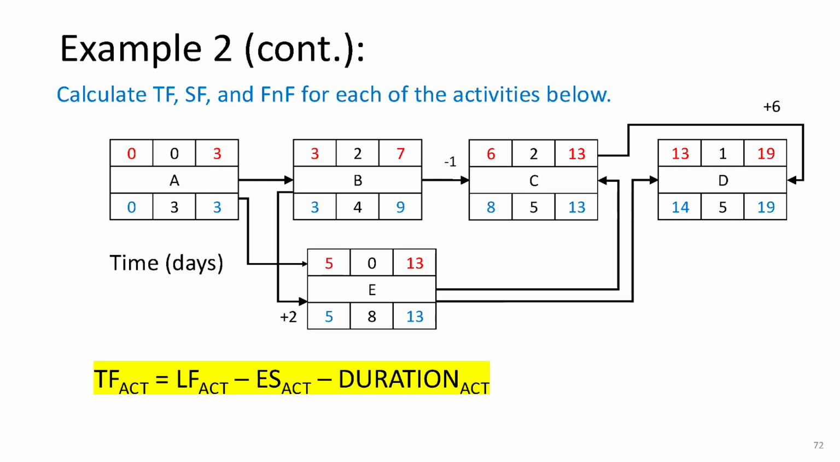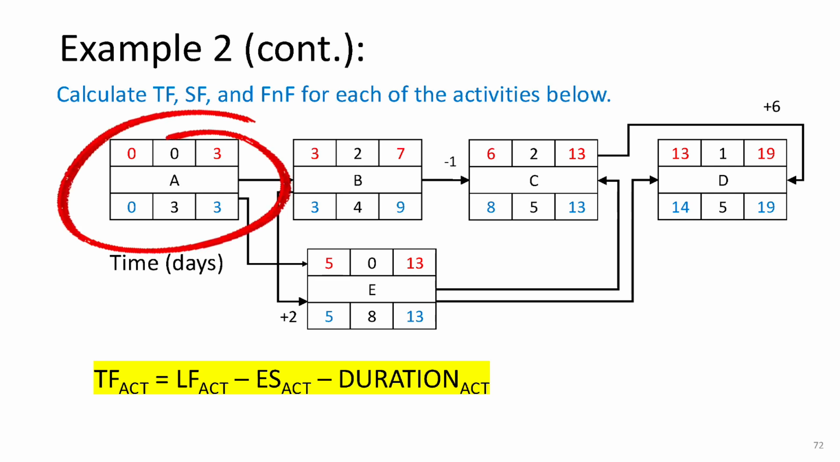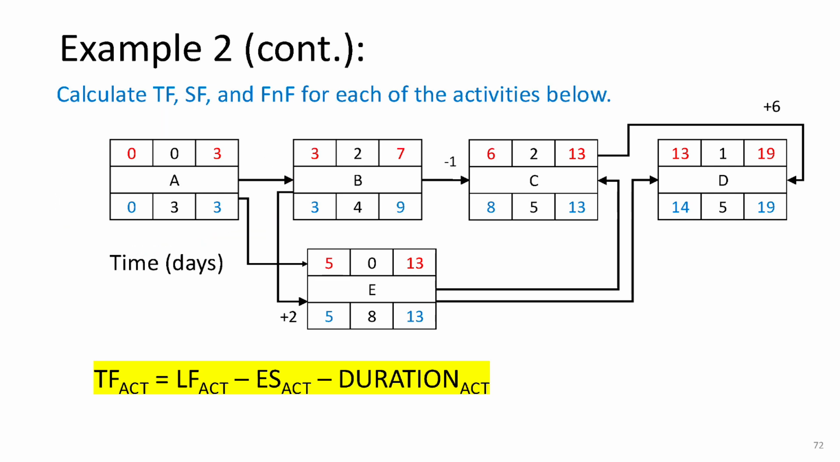Let's use activity A as an example. First, we grab the late finish from the bottom right corner. Next, we subtract the duration, that's the middle bottom value. And finally, we subtract the early start from the top left corner. So, for activity A, 3 minus 3 minus 0 gives us 0. This means there's 0 wiggle room for this activity. It's critical. In this class, we'll place the total float value in the top middle box of the activity node.